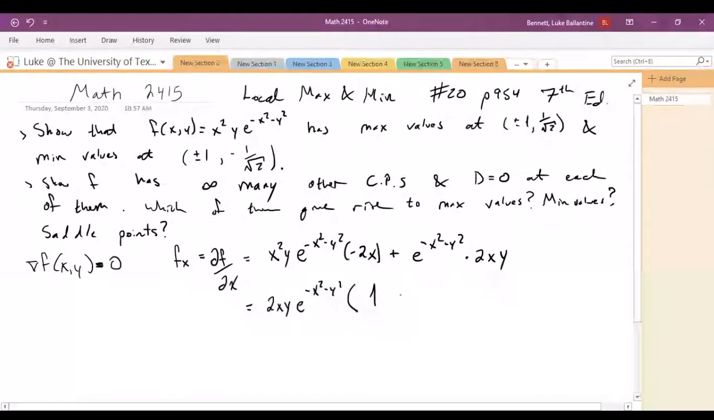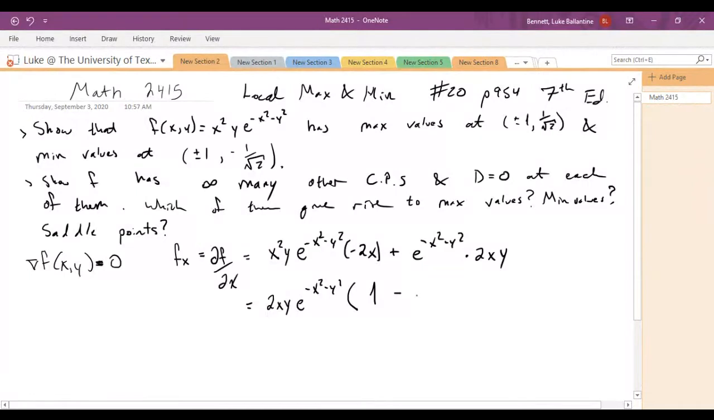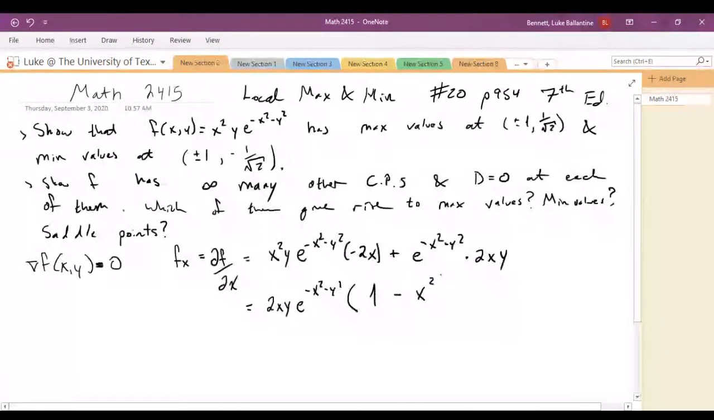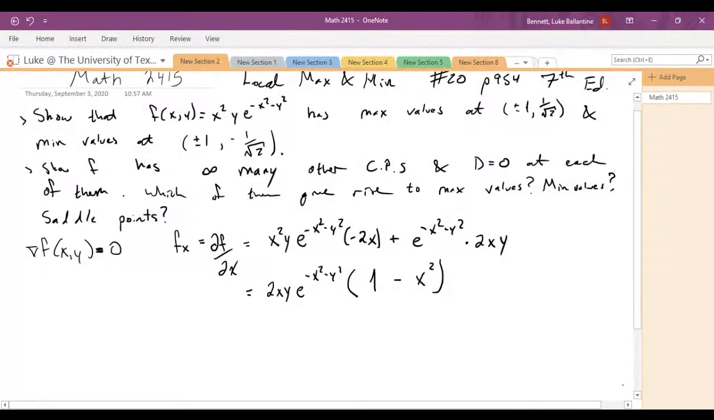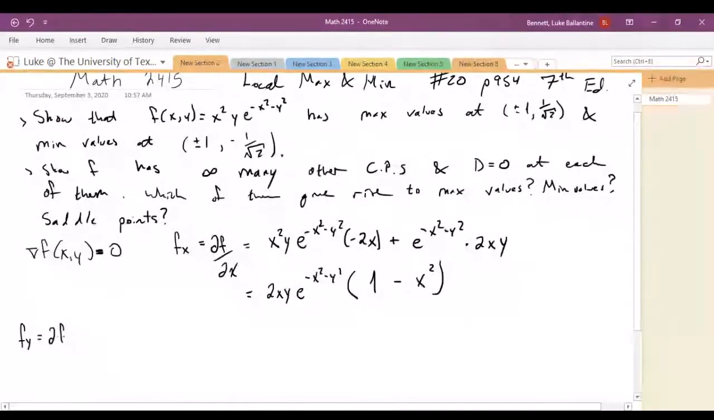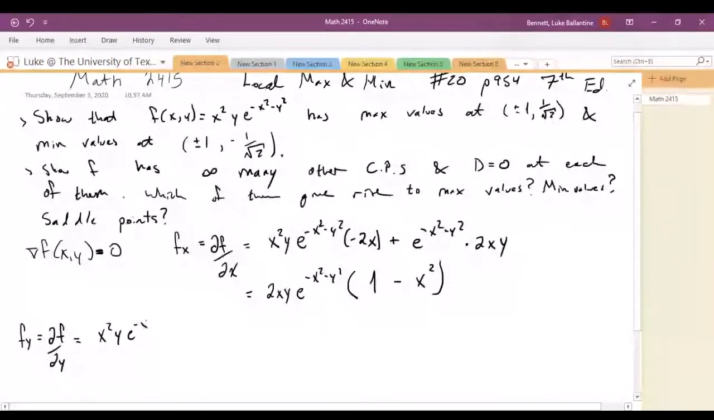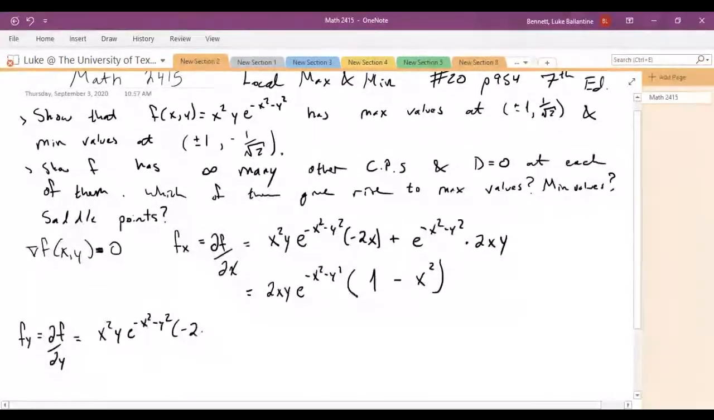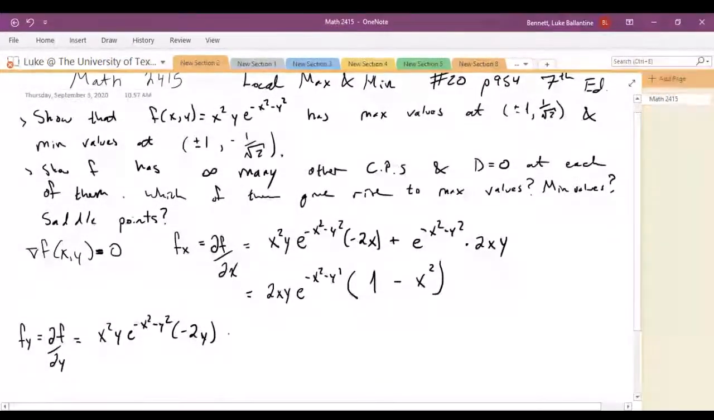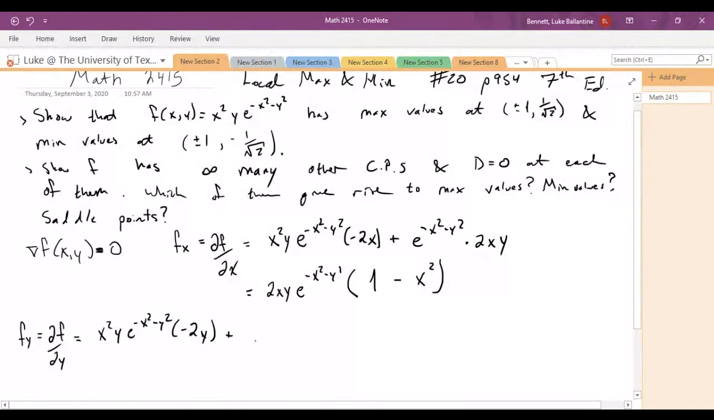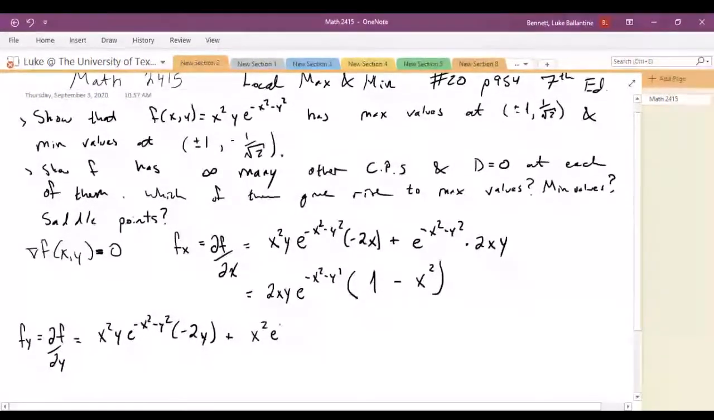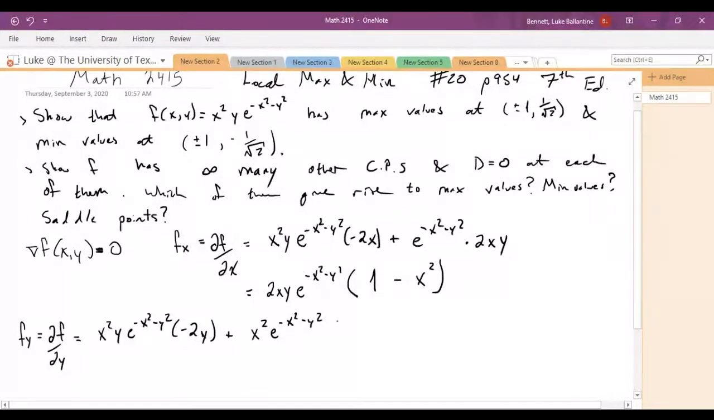1 minus x squared. So this is the first partial derivative of f with respect to x. And then we can do the same thing for f sub y, the partial of f with respect to y. And that turns out to be the first times the derivative of the second plus the second times the derivative of the first. Well, that's just going to be x squared e to the negative x squared minus y squared.